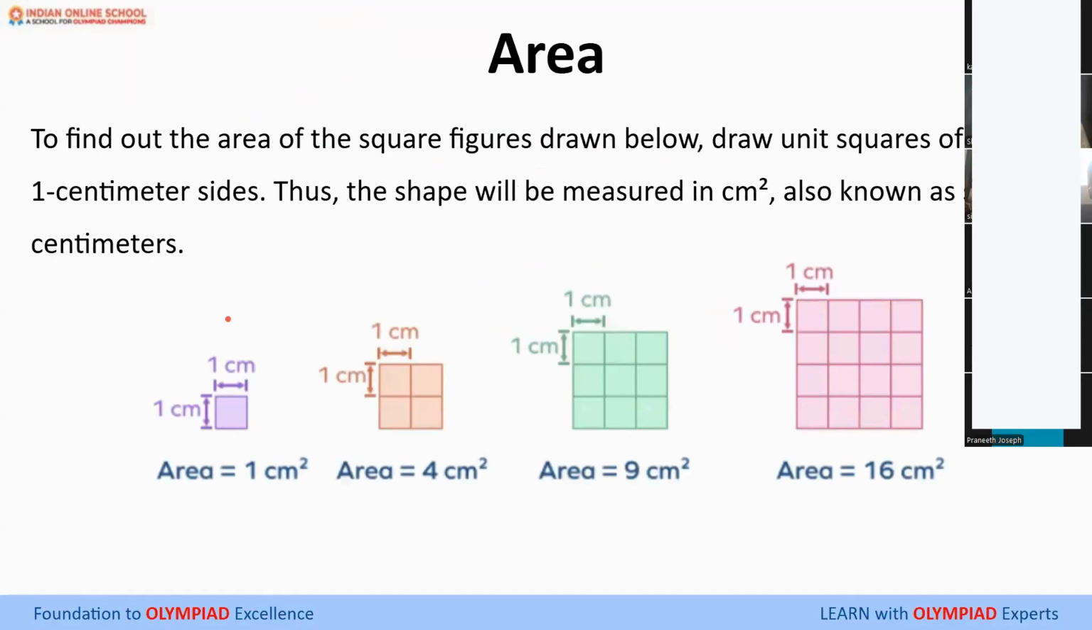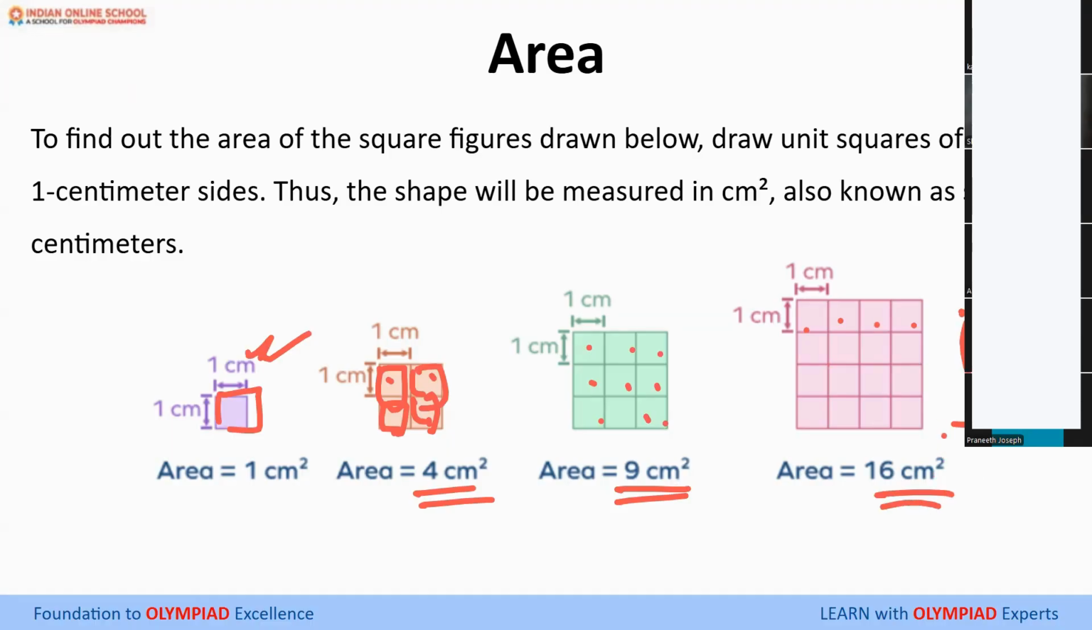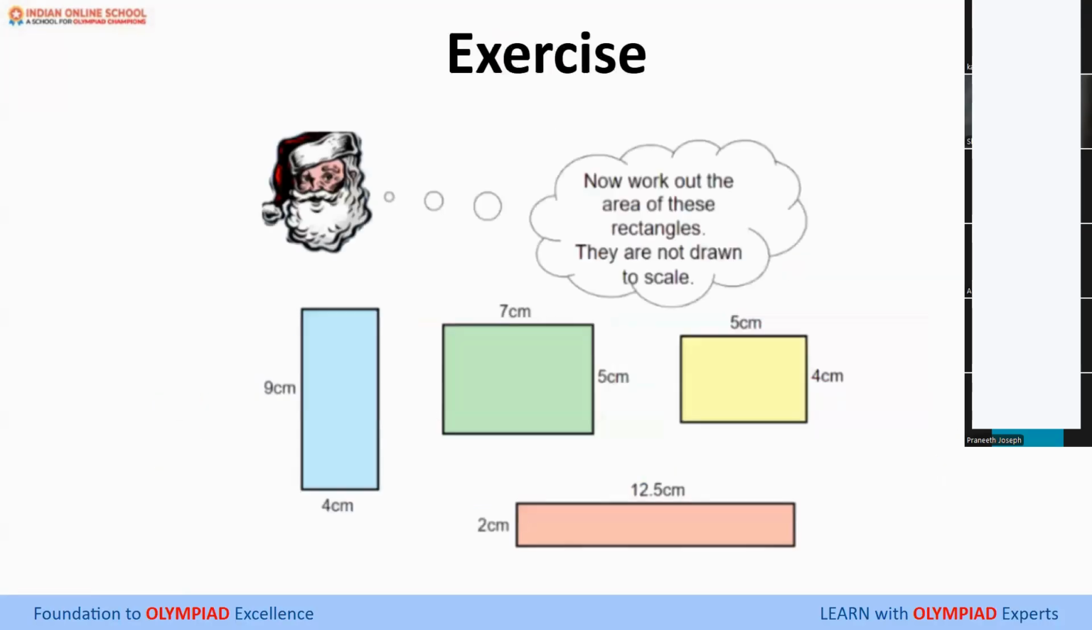For example, over here we have a visual representation of squares of various sizes. This is 1 by 1. This is 1 by 1. This is 1 by 1's 4 boxes. So 1, 2, 3, 4 square centimeter. This is 1 by 1's 9, so 9 square centimeter. This is 1 by 1's 16, so 16 square centimeter. Understood? Any confusion? No, ma'am. Okay. So this is how you measure area.